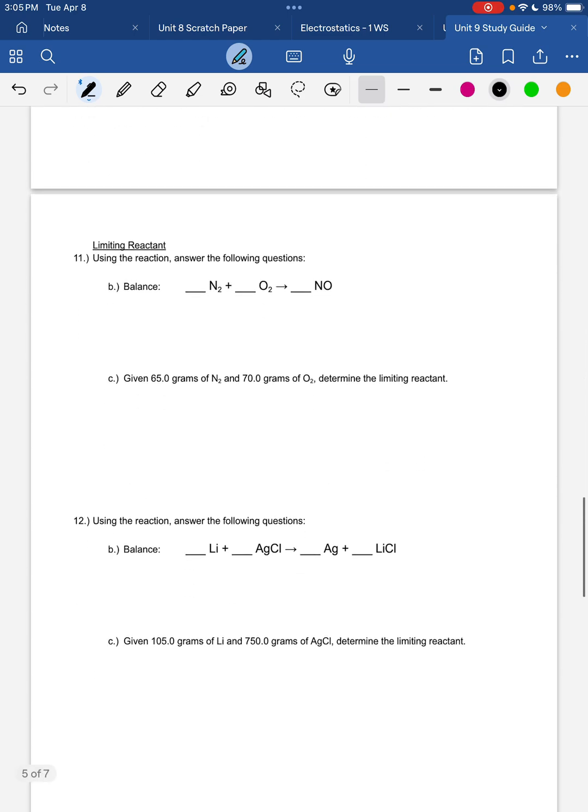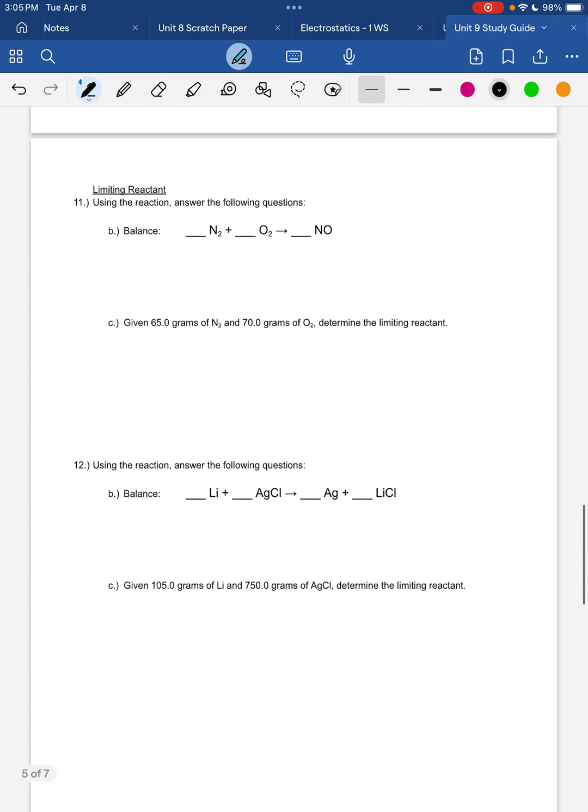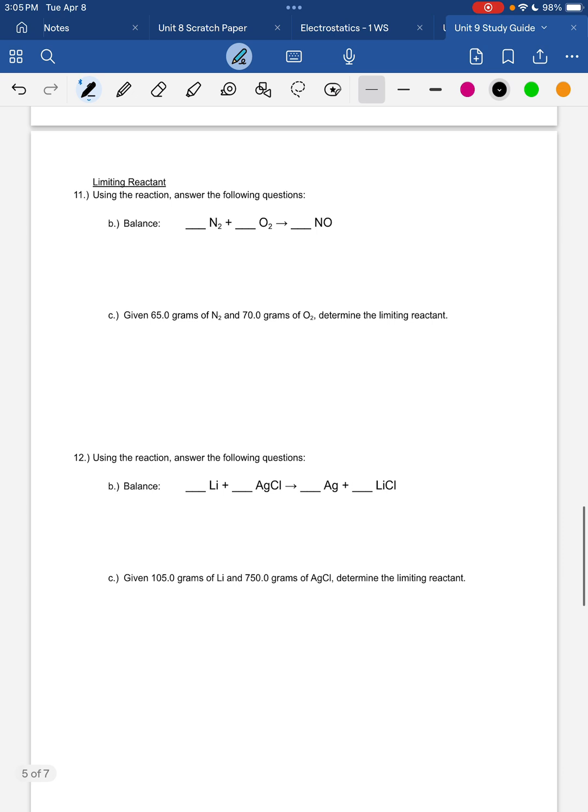Okay, last type of problem is the limiting reactant. So the limiting reactant, in this particular case, we have to balance the equation, but you're essentially doing 2 types of stoichiometry side by side and comparing them to see which one is going to run out first.